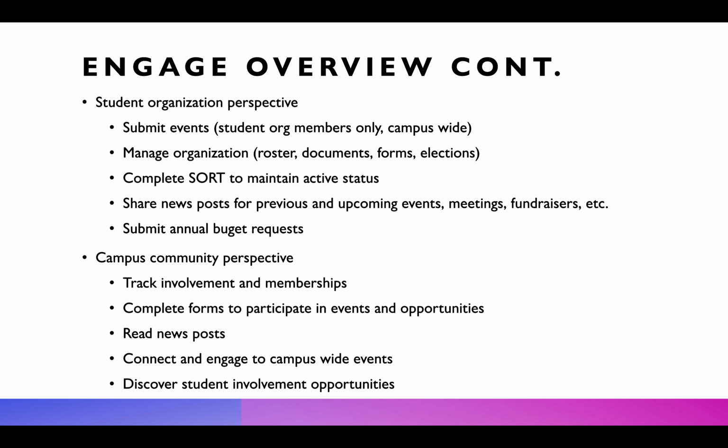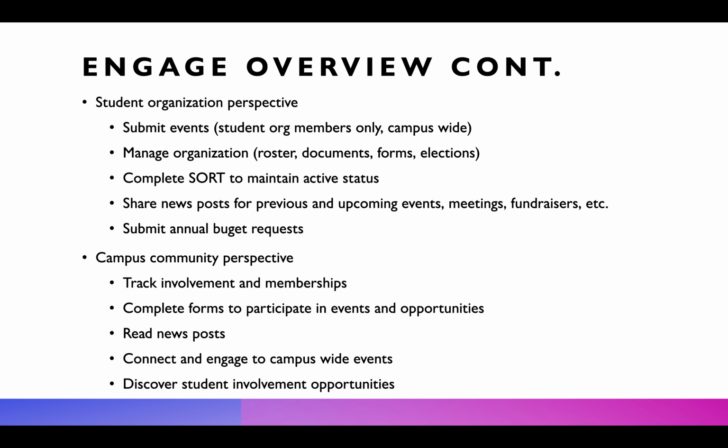So there's two different types of perspectives for Engage. There is the student organization perspective, and then there's the campus community perspective. And what I mean by that is when you go into your platform and you're creating an event, or you're updating your roster, you're sharing a form or anything like that, that is more of the student organization perspective. So you can submit events, which by the way has permissions on, so you can have it for just student organization members only, or maybe if it's a campus-wide event and you want everyone to know about it, you can provide the public or the campus permission to make it campus-wide.